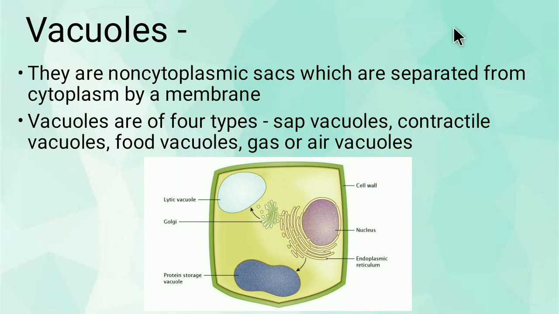Vacuoles. They are non-cytoplasmic sacs which are separated from the cytoplasm by a membrane. Vacuoles are of 4 types. Sap vacuoles enclose sap or water with dissolved inorganic and organic substances. Contractile vacuoles occur in some simple freshwater forms. Food vacuoles: a food vacuole is a complex of lysosome and phagosome. Gas or air vacuoles occur in some prokaryotes.